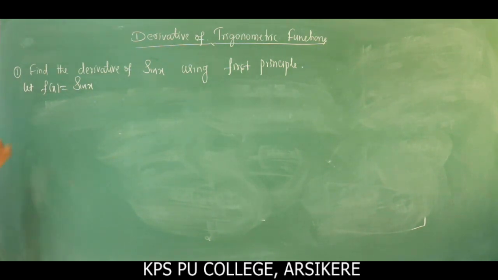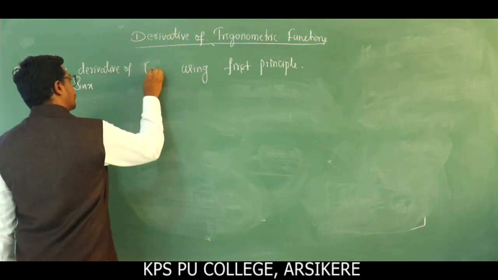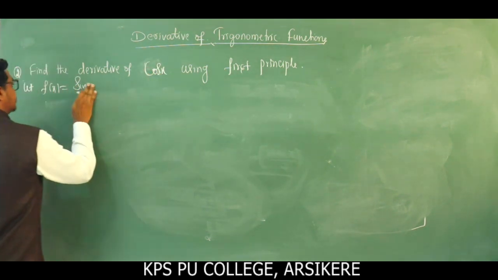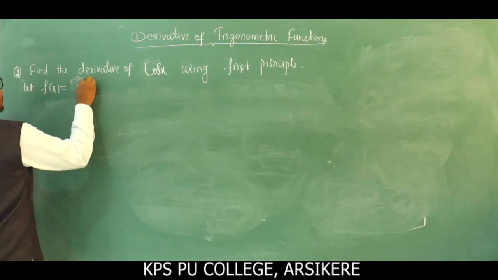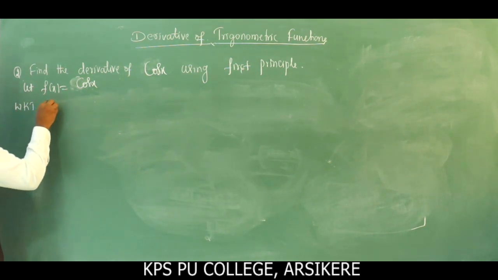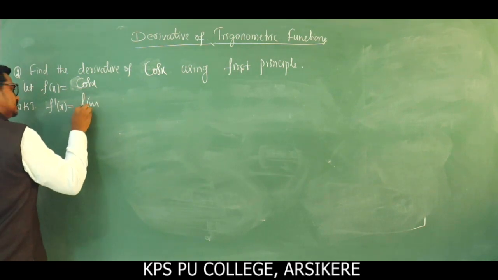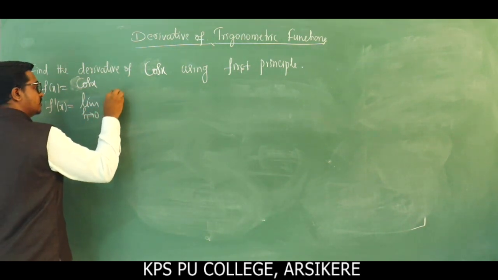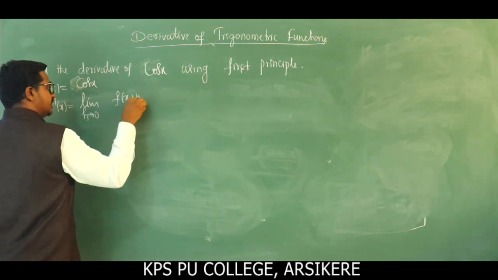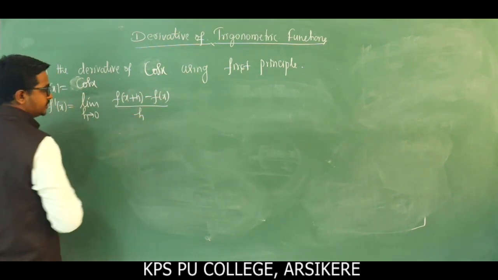So, second one: find the derivative of cos x using first principle. Take the given function as cos x, let f of x is equal to cos x. We know that f dash of x is equal to limit as h approaches 0 of f of x plus h minus f of x, whole divided by h.